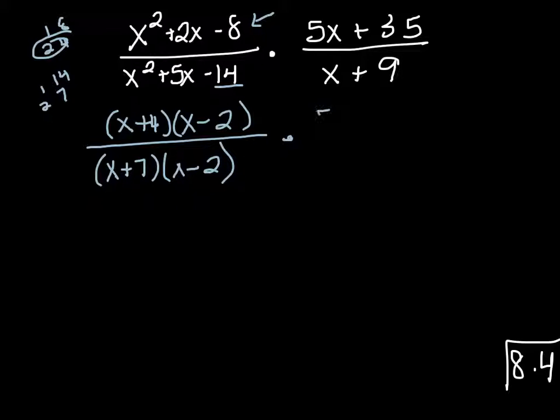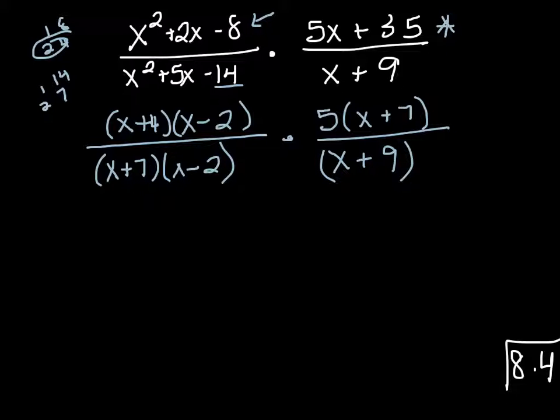This next one, the only thing I can do on this one right here is factor out a 5. When I divide a 5 out of both, I'm left with x plus 7. And on the bottom, I have x plus 9. So here you're asked to do two different things. One, it says to simplify, and two says what are the restrictions on the variable.